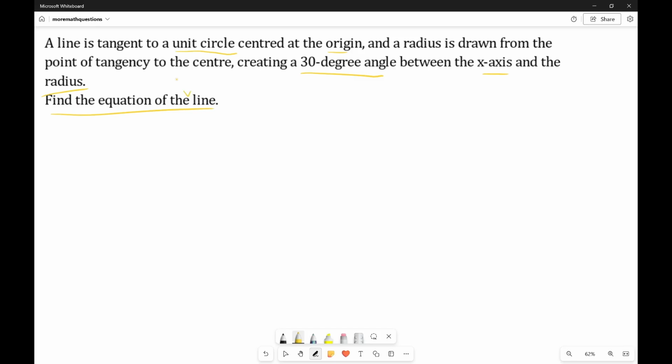This is supposed to be tangent line, just to make sure.